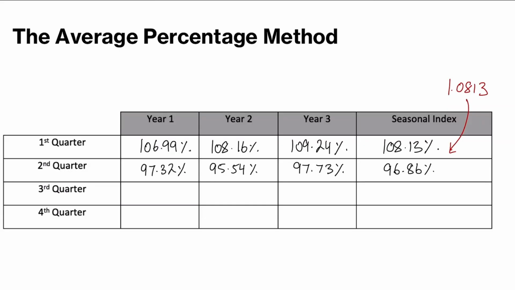If I input the second quarter data into the table and average the 3 percentages, I find that the seasonal index for the second quarter of each year is 96.86% or 0.9686. This means that we sell just over 3% below the average in the second quarter.